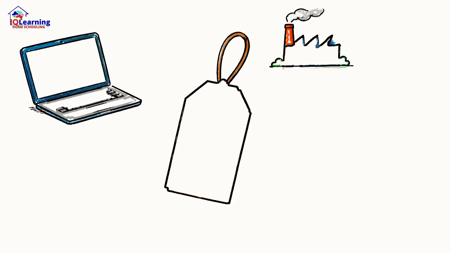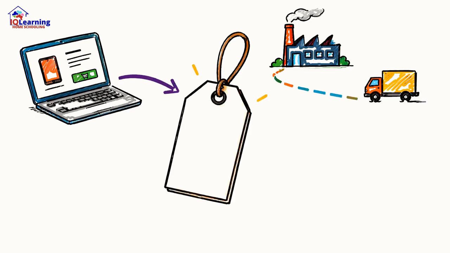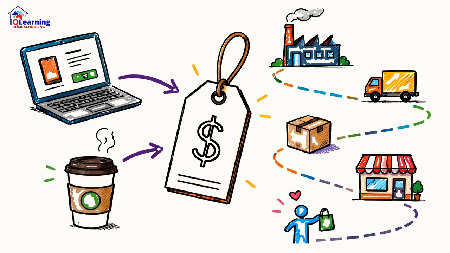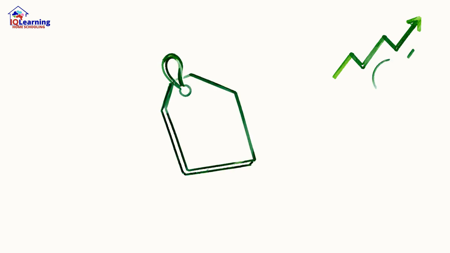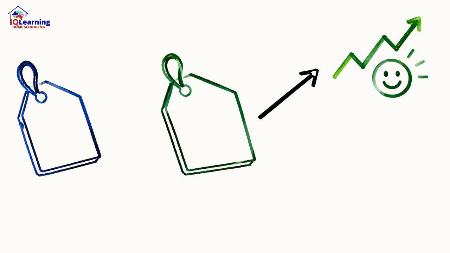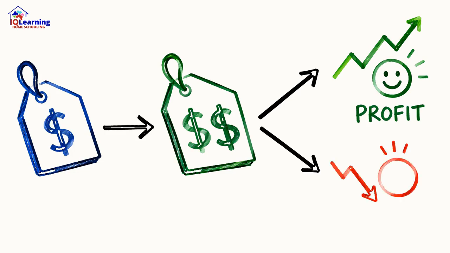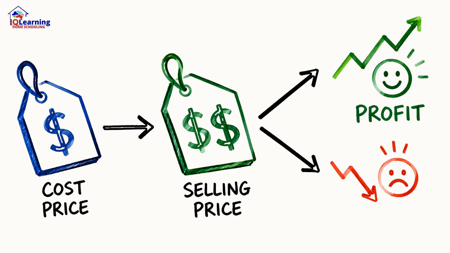Every price tag tells a story. From the gadget you're browsing online to the coffee you bought this morning, there's a hidden journey of numbers. It all starts with two key figures: the cost price, what the shop paid, and the selling price, what you pay. If the selling price is higher, that's a profit. If it's lower, that's a loss.